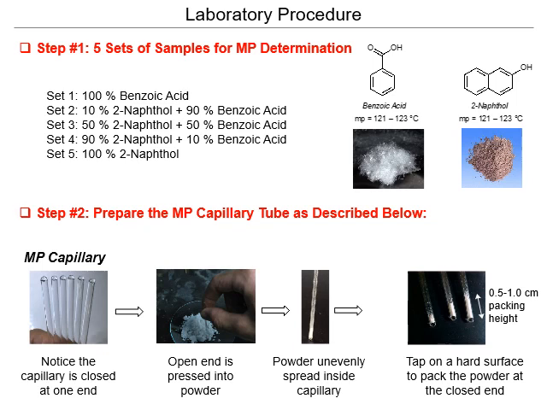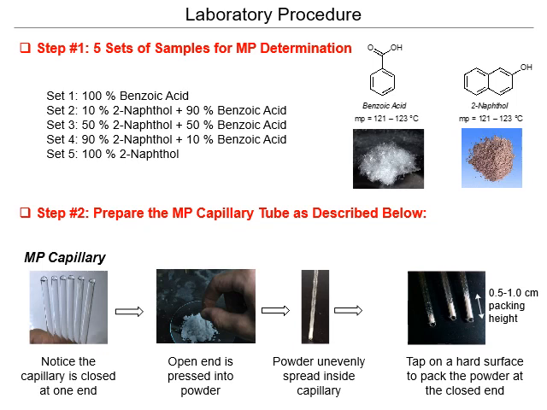So what you would normally do is you're going to make a set of 5 different capillary tubes filled with specific varying amounts of these two substances. So for your first capillary tube, you would be using just pure benzoic acid. Then you would go 10% 2-naphthol, 90% benzoic for your second. Your third capillary tube will consist of 50% of each. Your fourth will then switch to 90% 2-naphthol and 10% benzoic. And then your final capillary tube will have 100% 2-naphthol.